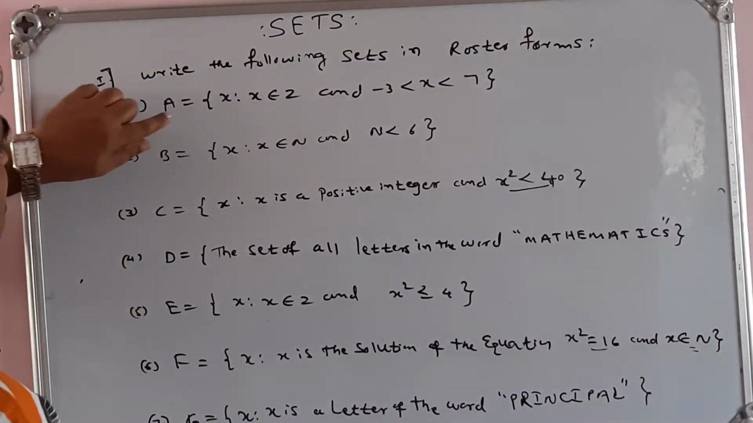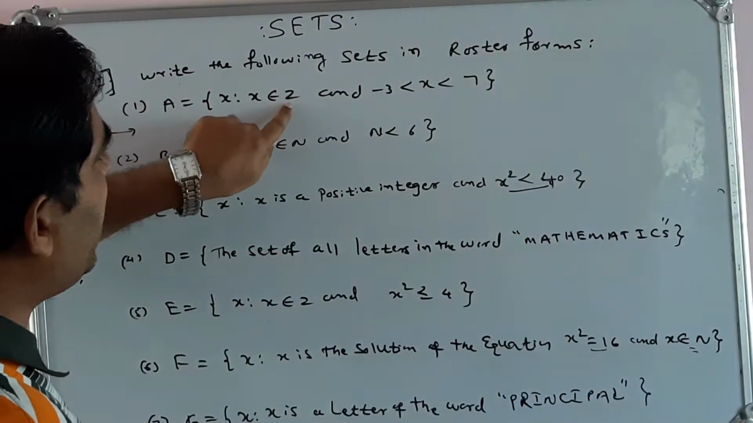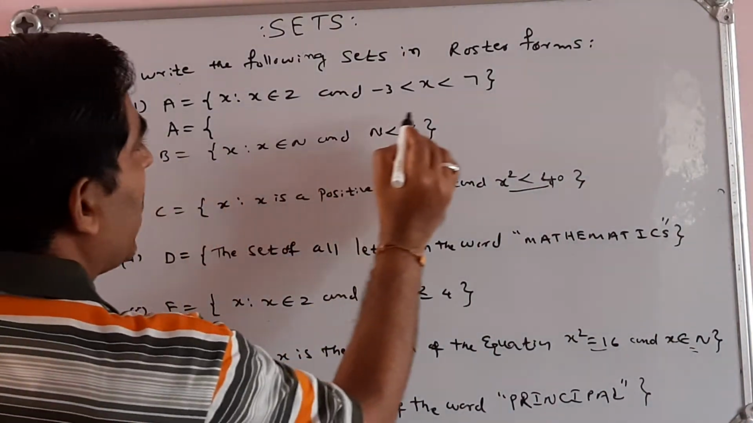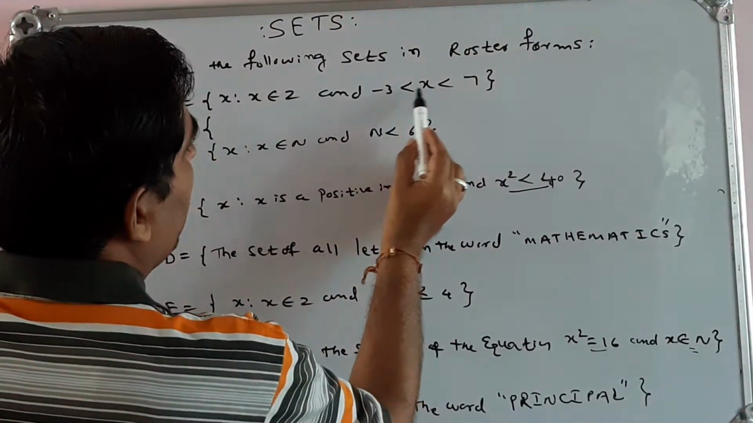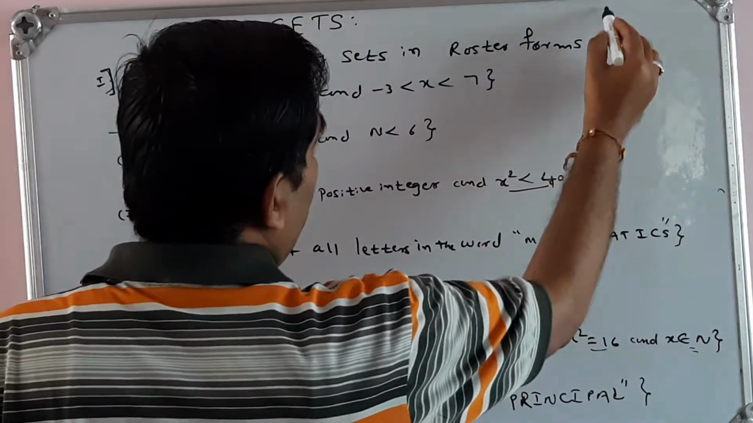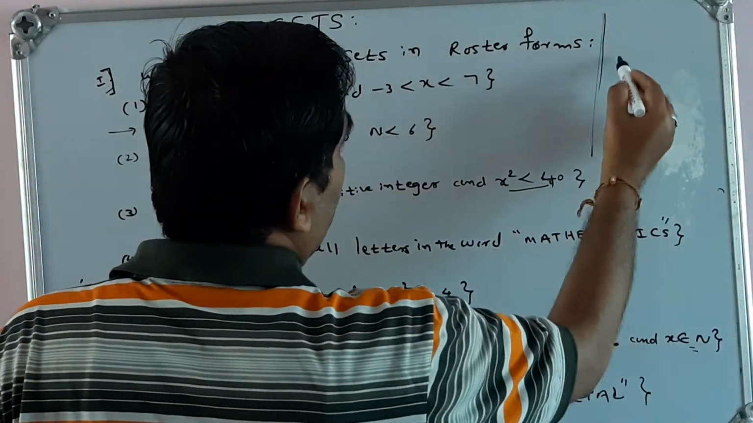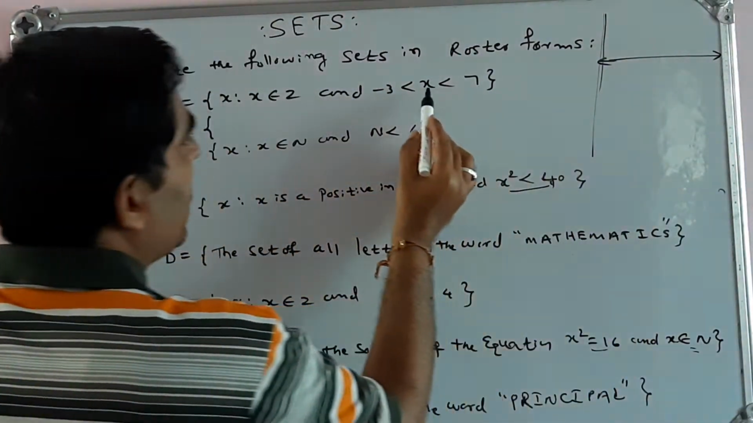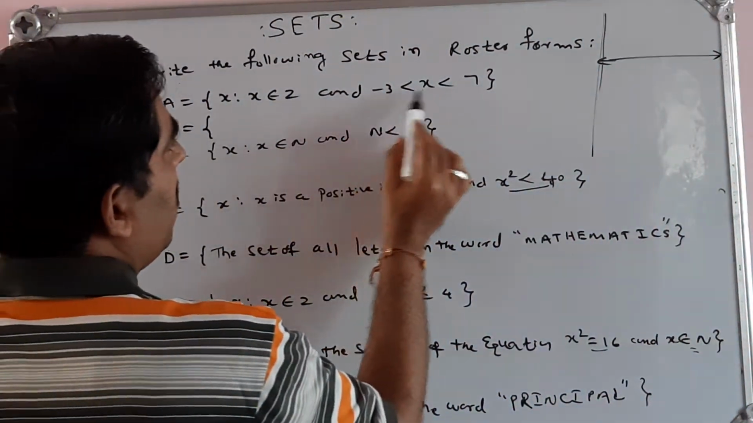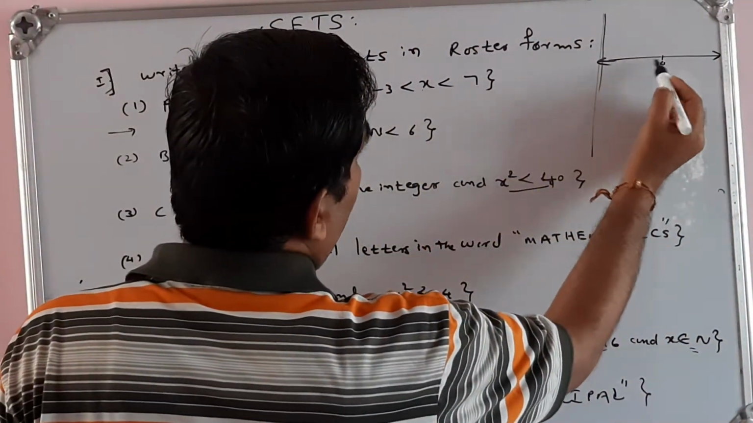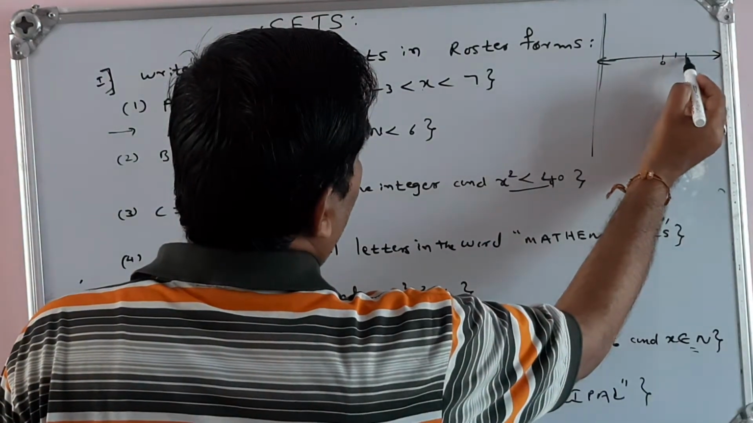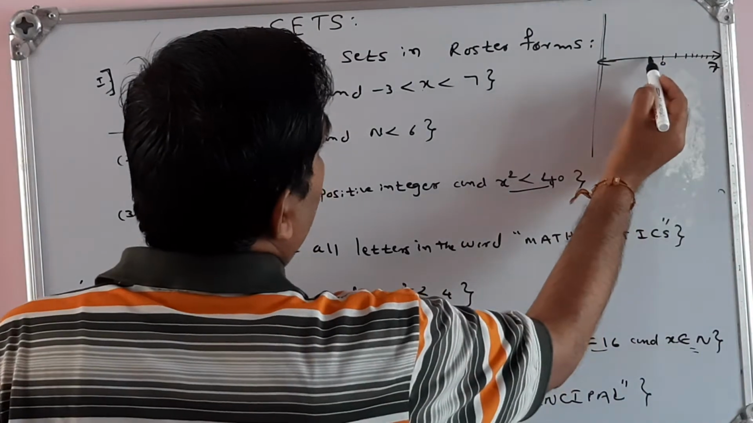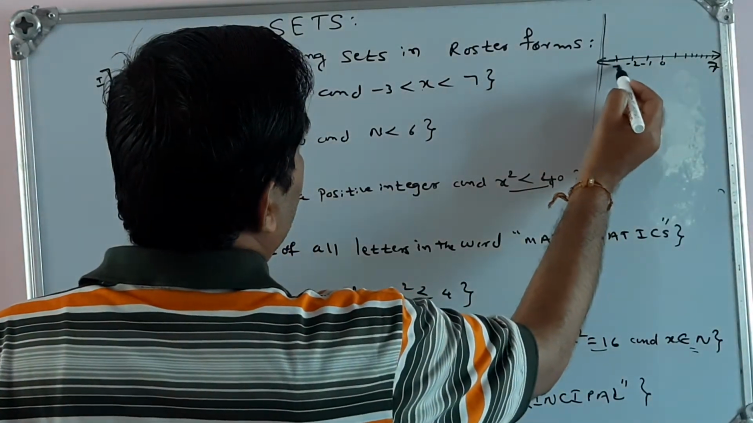See, first example, A is equal to x such that x is an integer. So I have to write the same set. That means I have to list the elements here. x is greater than minus 3 and less than 7. Okay, let me show it here. Is this a number line? So we must have the idea of number line here. x is an integer greater than minus 3 less than 7. So let me say this as 0, 1, 2, 3, 4, 5, 6, this is 7, then to the left side, minus 1, minus 2, minus 3.